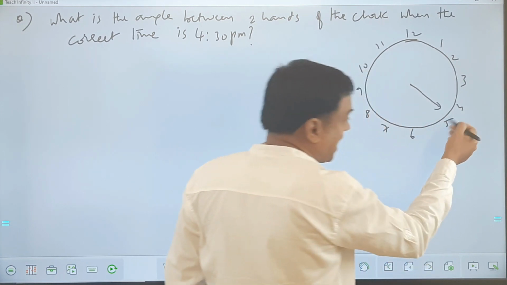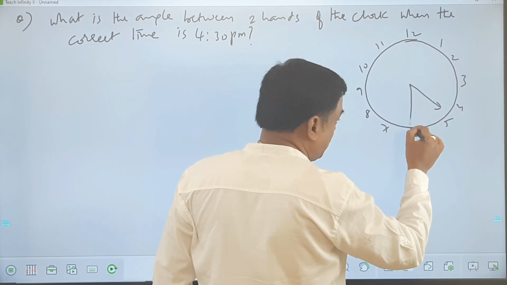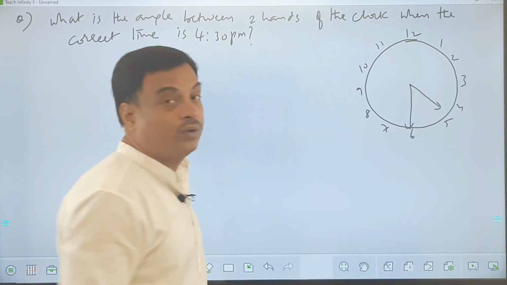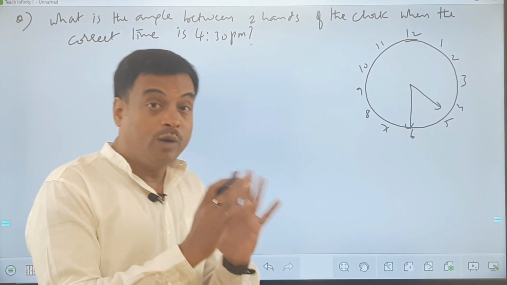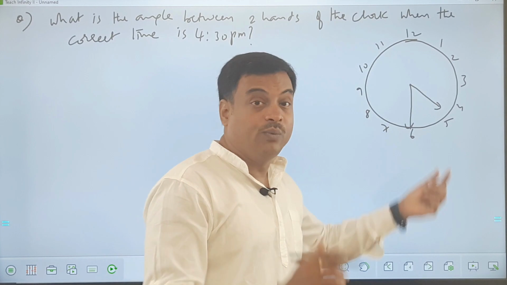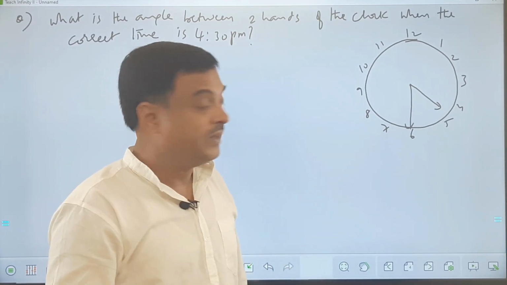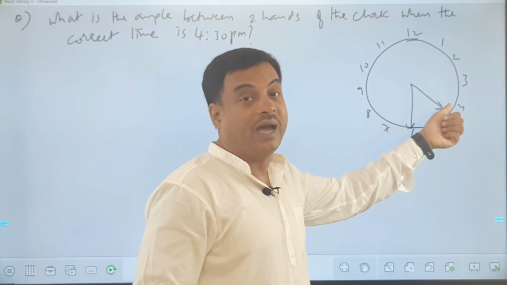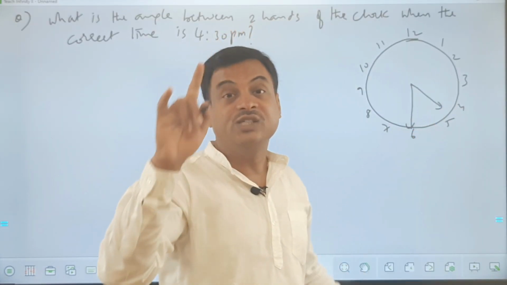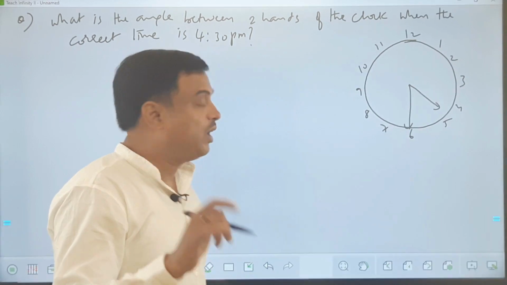Hours hand will be exactly between 4 and 5, and the minutes hand will be pointing at 6. That is called 4:30. Now hours hand will not be at 4, and the minutes hand will be pointing exactly at 6, that is called 4:30. So the hours hand will move some angle because the minutes hand is moving 30 minutes. So we all know that, right?